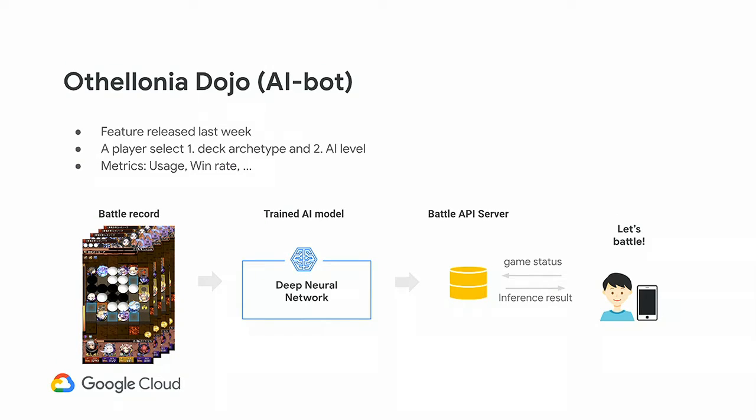As for the dojo, players can battle against AI with various archetypes and strengths. So here we train a deep neural network from preprocessed battle logs. The client sends the current game status, and the battle API server returns the inference of the neural network at every turn of the battle. And as for the metrics, we're monitoring how frequently the dojo is used by beginners and whether the strength of the AI was sufficient in terms of win rate.